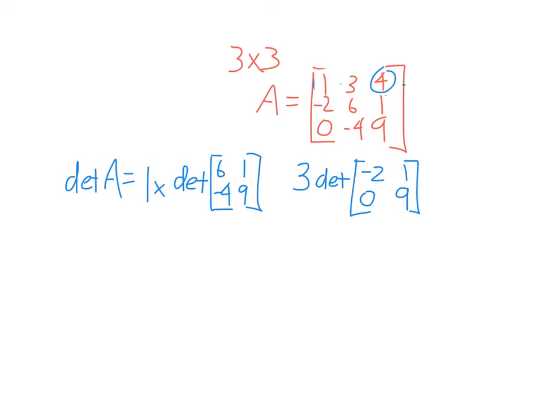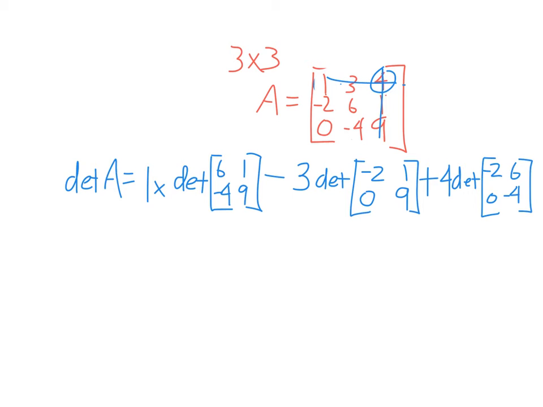So we'll cross out everything in the same row and column as it. We'll take our 4 and we'll times it by the determinant of what's left: minus 2, 6, 0, and minus 4. So what you do is you add these up, except every second one is negative. So the first one's positive, the second one's negative, the third one's positive.